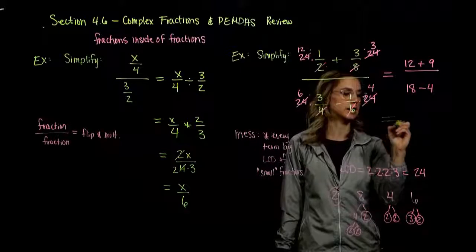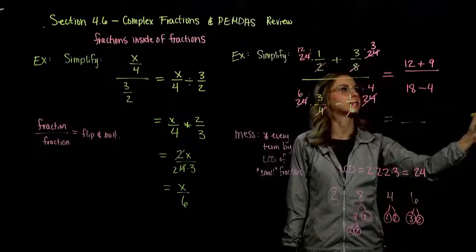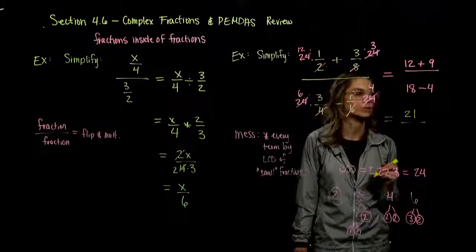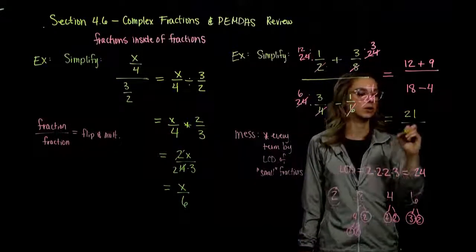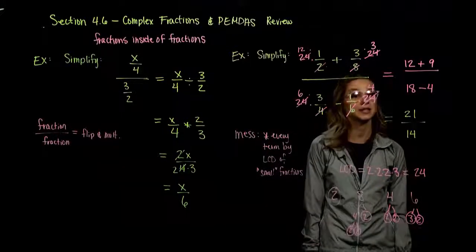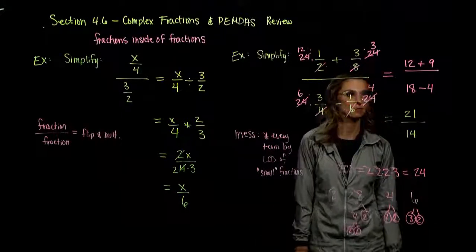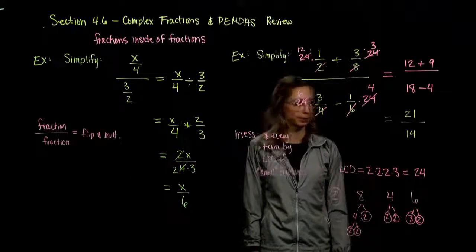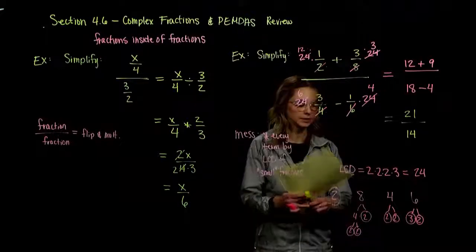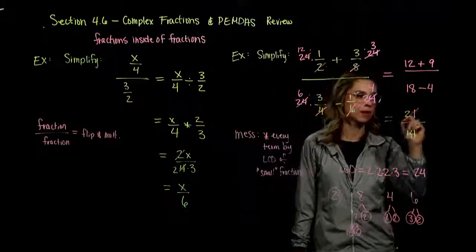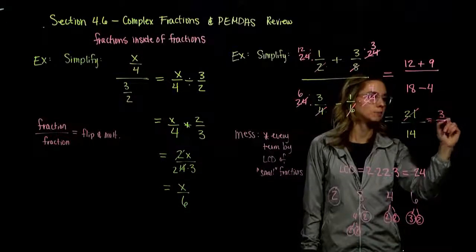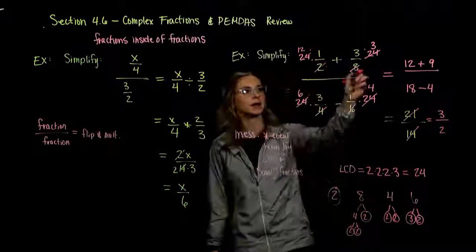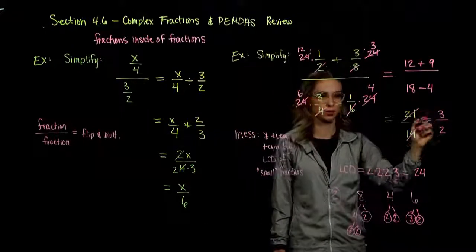As we add across the top, what is our total in that case? We've got 9 and 12, which will give us 21. And I've got 18 minus 4 down below. 18 minus 4, which is 14. Spoiler alert. And we can reduce these by what? They both share a 7 in common. So 7 goes into 21 how many times? 3. And 7 goes into 14 twice. So we can reduce that complex fraction down to 3 halves.